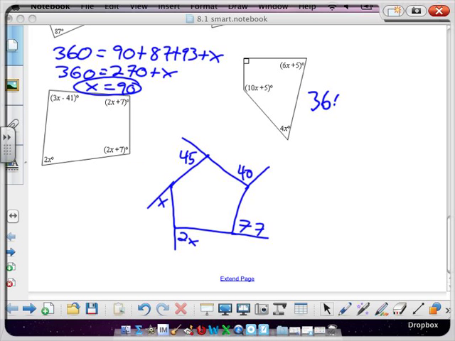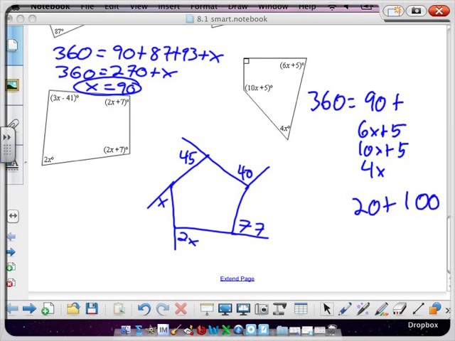So 360 equals 90 plus 6x plus 5 plus 10x plus 5 plus 4x. I like lining it up like that because now I add all the x's down. 16, 17, 18, 19, 20. So I get 20x plus 100. Oops, I'm sorry, I forgot her x.